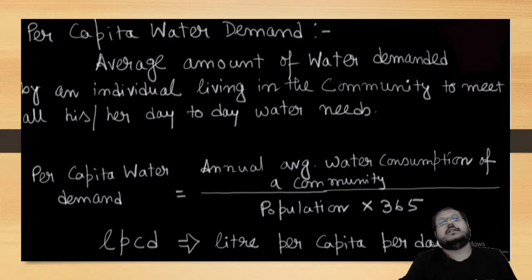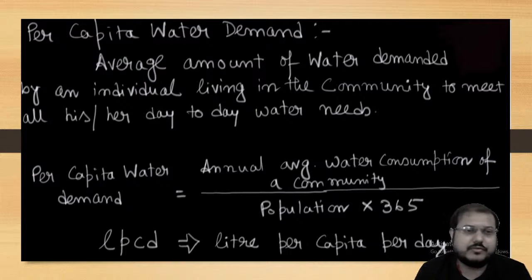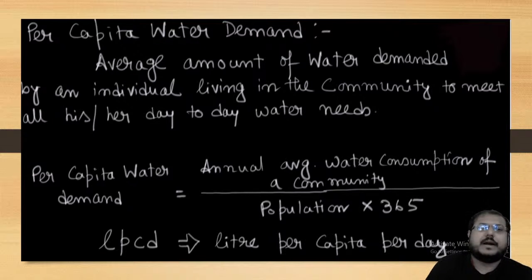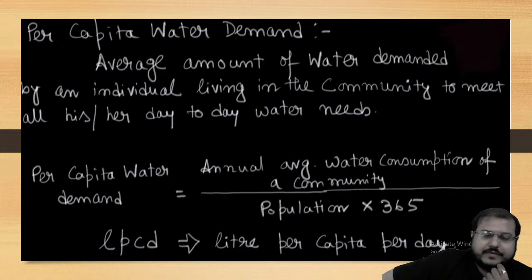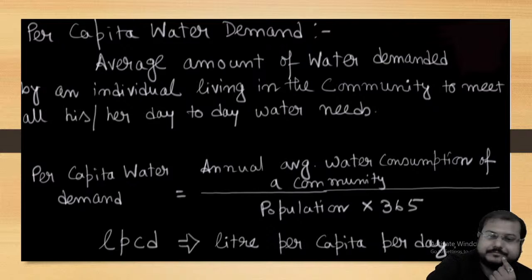Per capita water demand is defined as the average amount of water demanded by an individual living in the community to meet all his or her day-to-day water needs. From the definition itself it is very evident. By definition, it is the annual average water consumption of a community divided by population into 365. Generally it is expressed in LPCD, liters per capita per day.